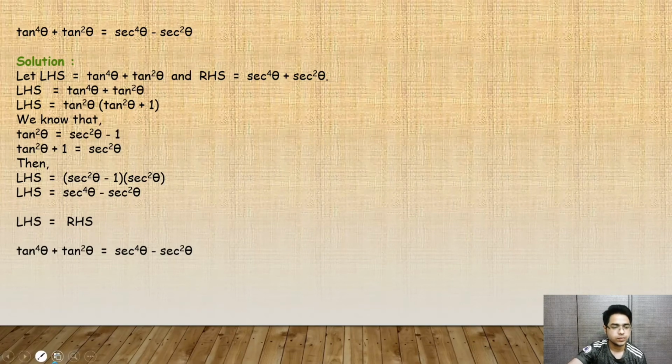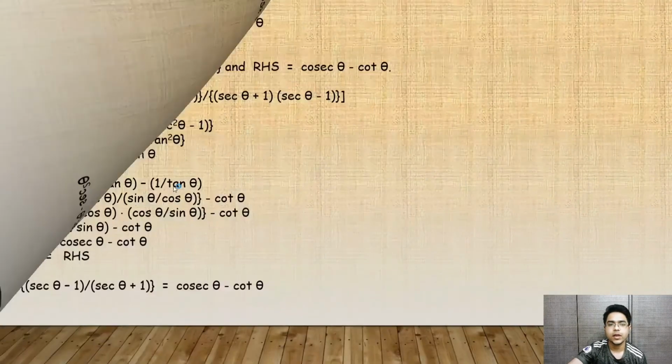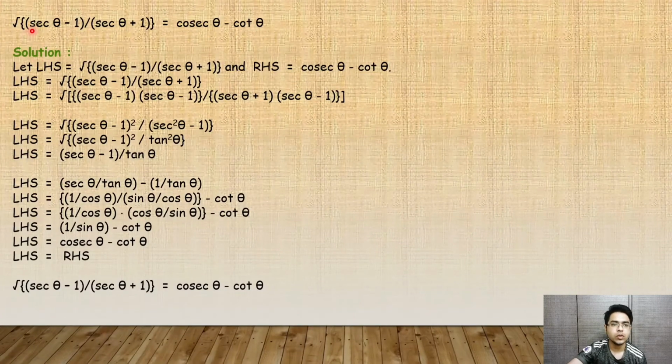Hence proved. Now turning to the next slide, under root of (sec θ minus 1) divided by (sec θ plus 1) will give us cosec θ minus cot θ. Now we'll be considering this as LHS and this term as RHS. And in this LHS, we are going to cross multiply.